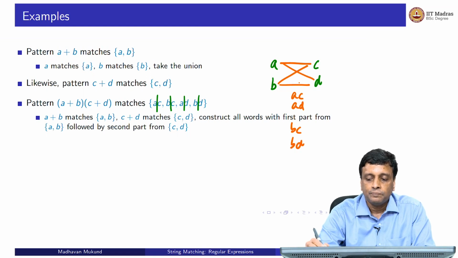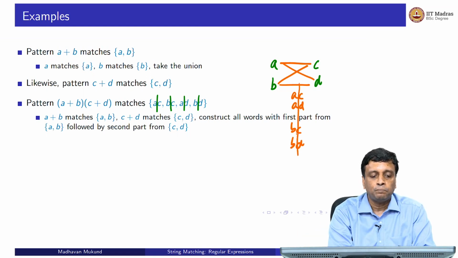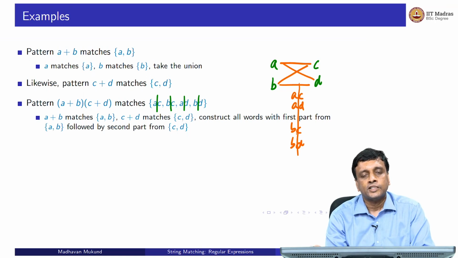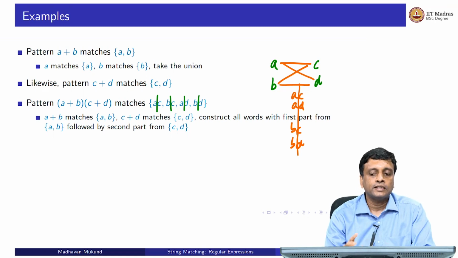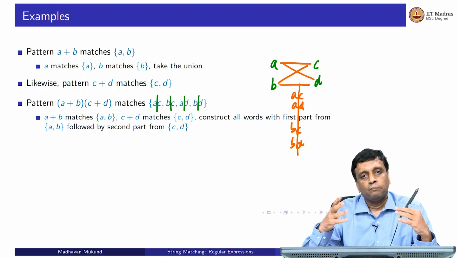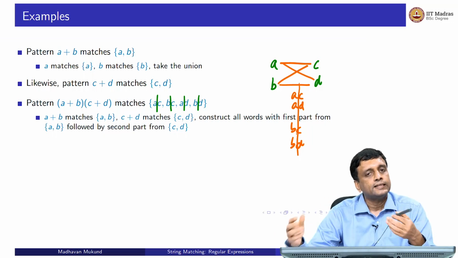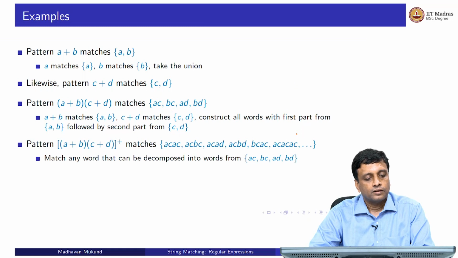Each one of these can be split so that the first half satisfies P, A plus B, and the second half satisfies Q, C plus D. So this is how we build up patterns, build up larger and larger sets of words that they can match.